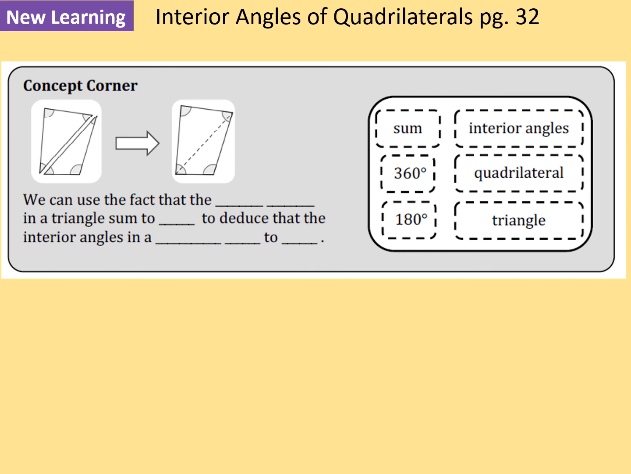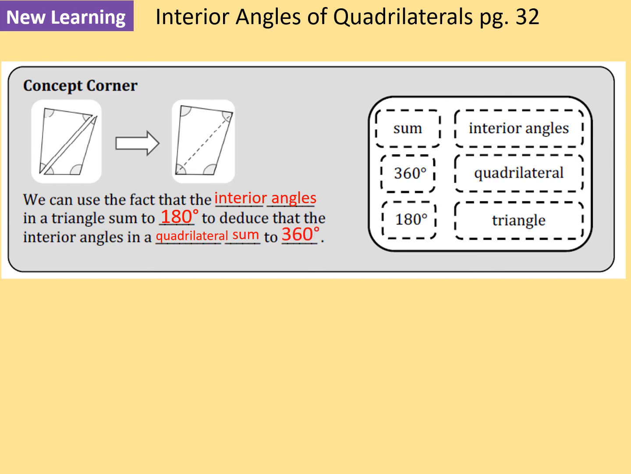Now, let's recap what we learned about interior angles of quadrilaterals in school. We can use the fact that the interior angles in a triangle sum to 180 degrees, like we've recapped a bit earlier, to deduce that the interior angles in a quadrilateral, i.e. a four-sided polygon, sum to 360 degrees.